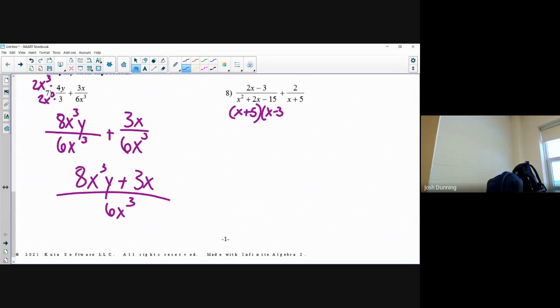5 minus 3 is 2. 5 times 3 is 15. Those are the factors for that first fraction's denominator. And as you can see, hey, now the first one has an x plus 5, and so does the second one. The only thing I need to do to make them match, multiply the second by x minus 3.